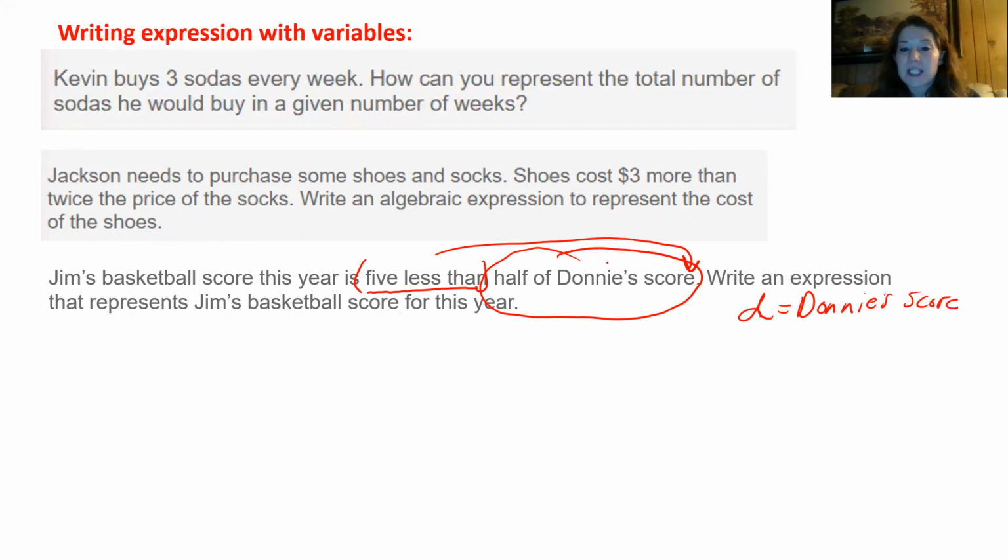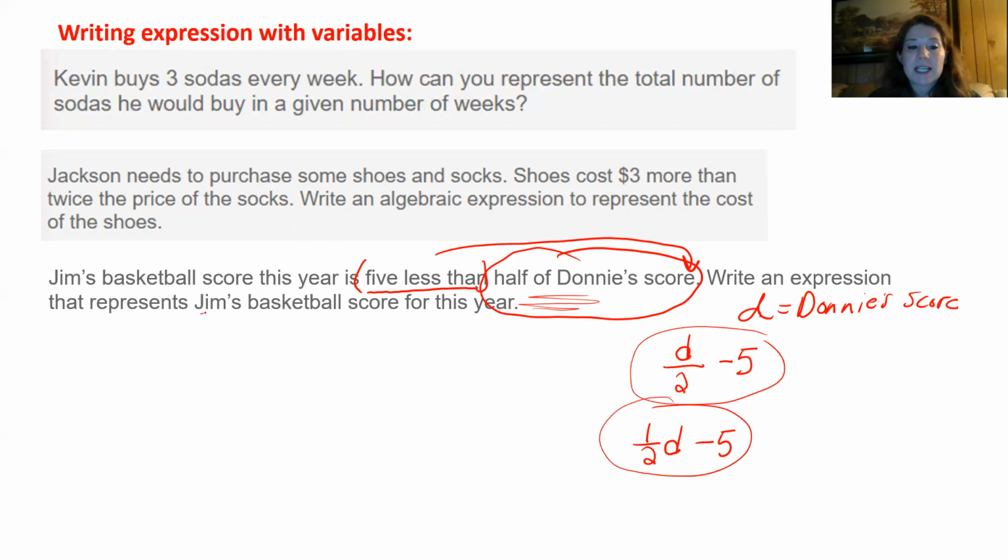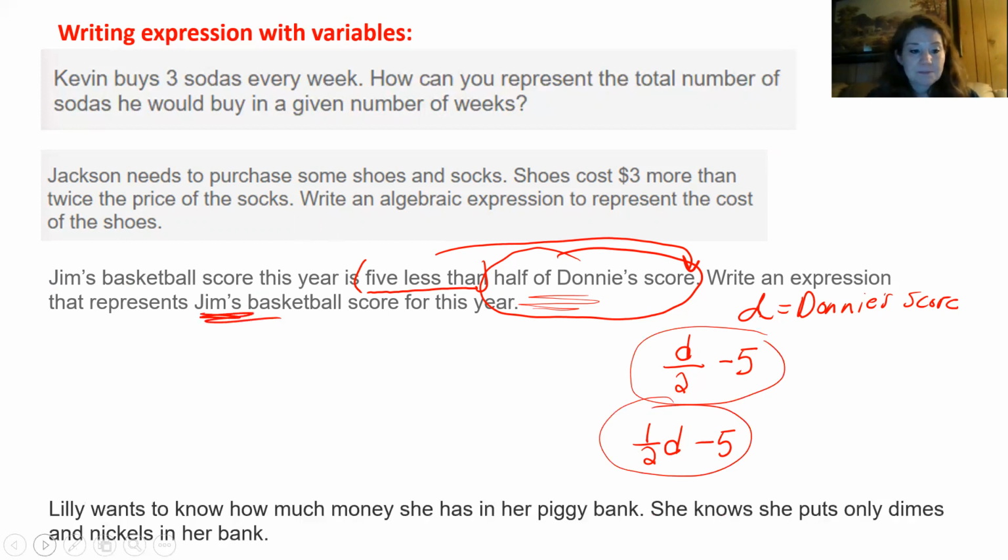So we're going to write half of Donnie's score. How do you half a number? You either divide it by 2, a number divided by 2, or you could multiply it by 1/2. Both of these are equivalent. Dividing by 2 and multiplying by 1/2 is the same thing. And then 5 less than that. 5 less than half of Donnie's score. These are equivalent. So this expression actually represents Jim's basketball score. I hope that makes sense.